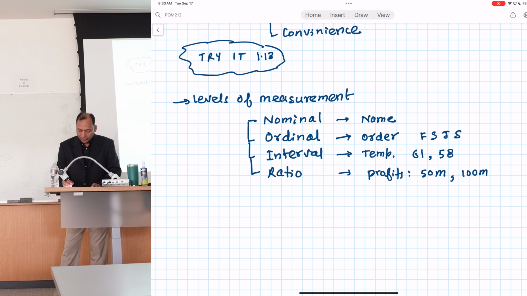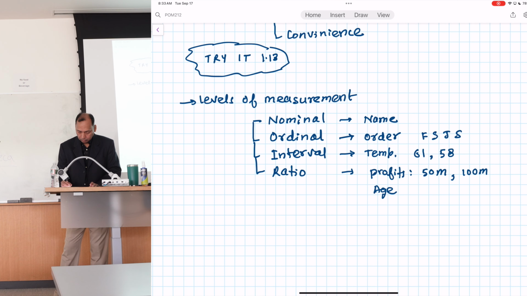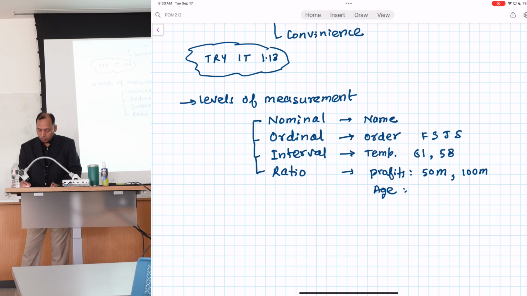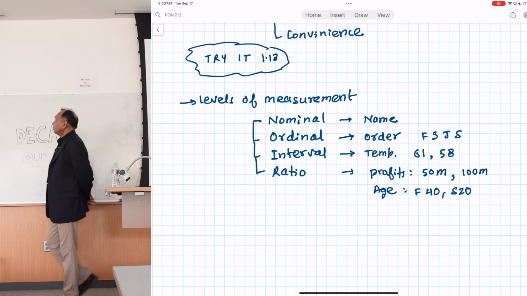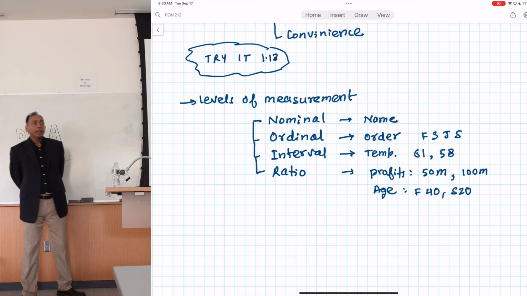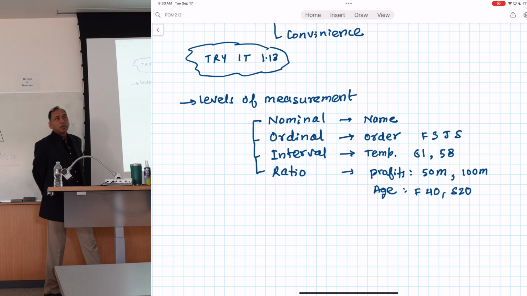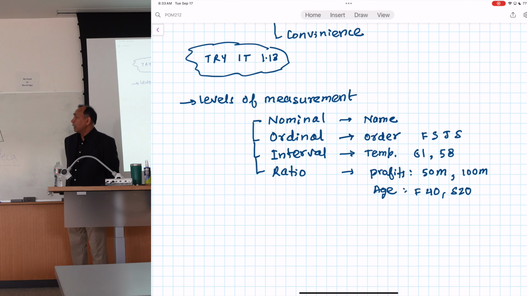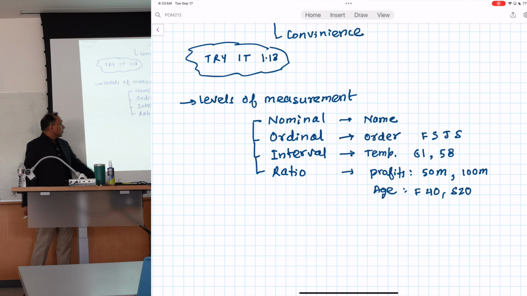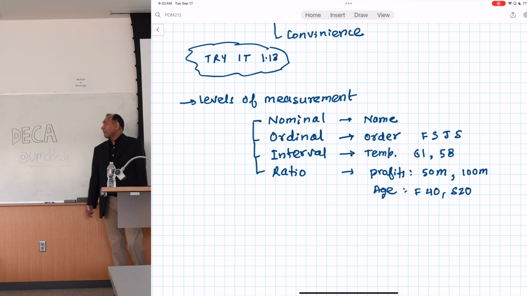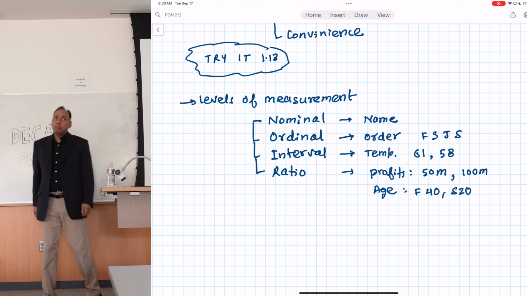Another example could be age. If you have a father who is 40 and a son who is, let's say, 20, so 40 divided by 20 again is 2. So that makes sense, like the father is 2 times older than the son. So that is ratio kind of data, where the ratio of two numbers makes sense.